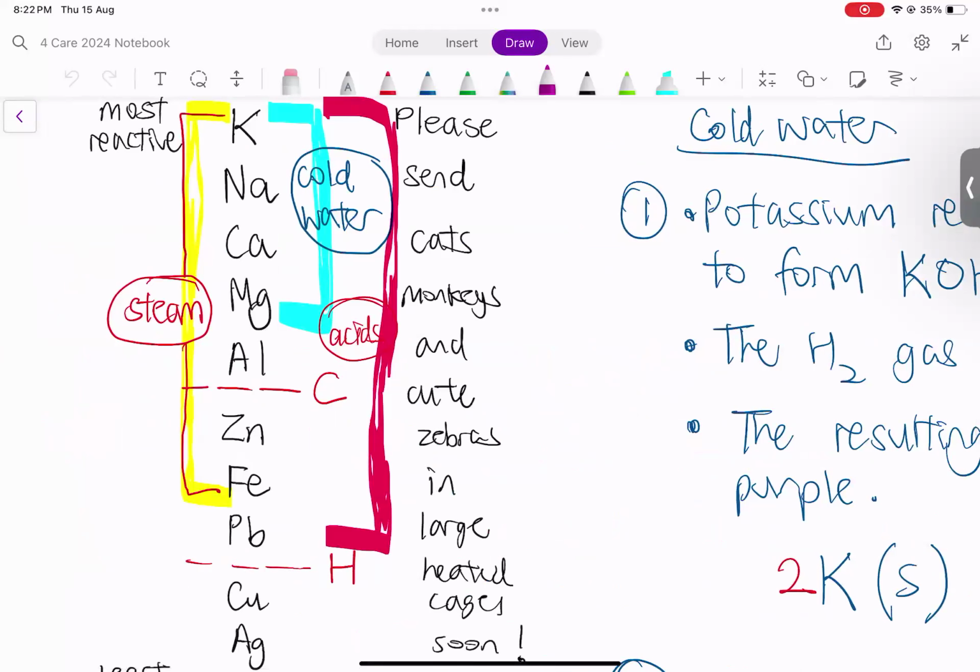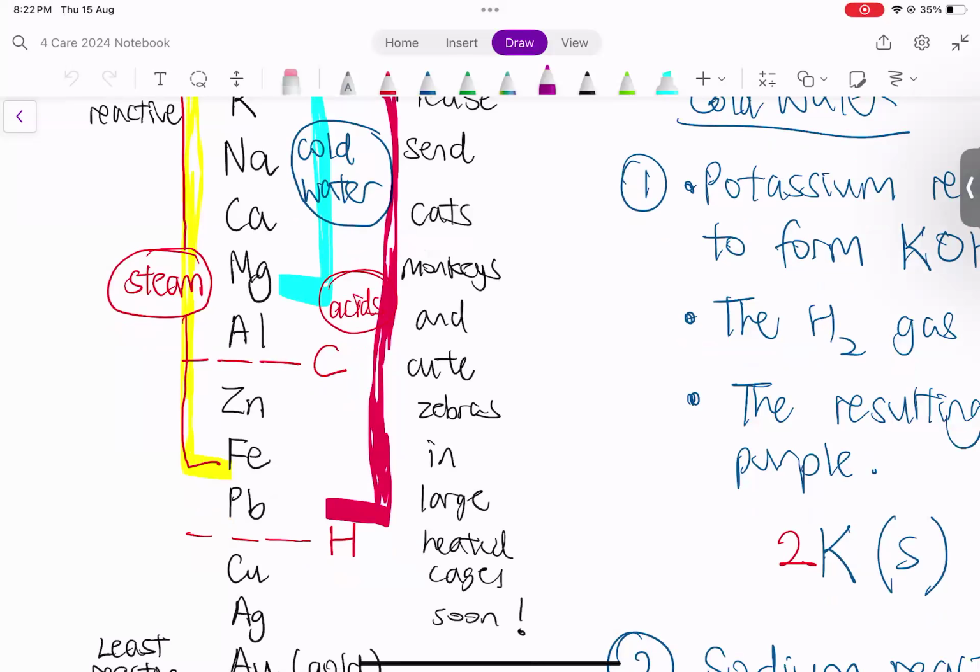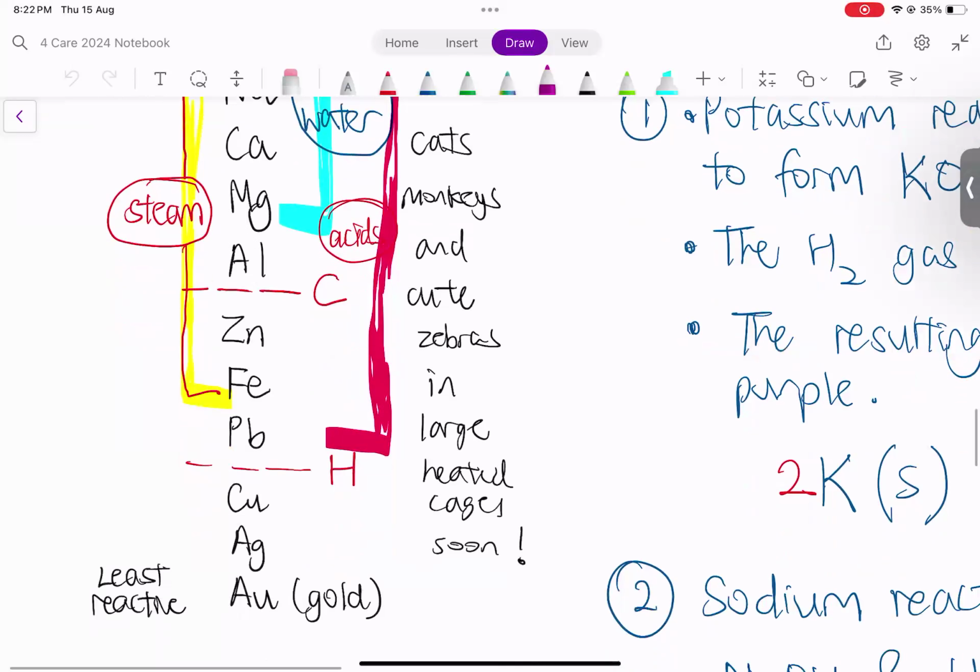Potassium is the most reactive of these metals. Then sodium, calcium, magnesium, aluminium. And you notice that we have inserted carbon into the reactivity series, followed by zinc, iron, lead, hydrogen. Then you have copper, silver, and gold. So you notice that the copper, silver, gold right at the end, they are below hydrogen. And if it's below hydrogen, you notice these metals are also the same metals that do not react with acids.